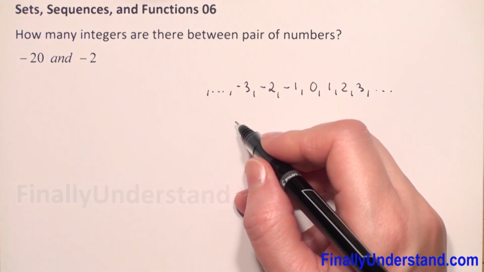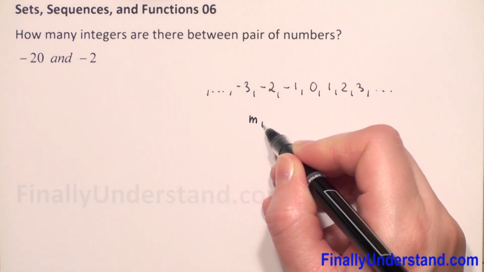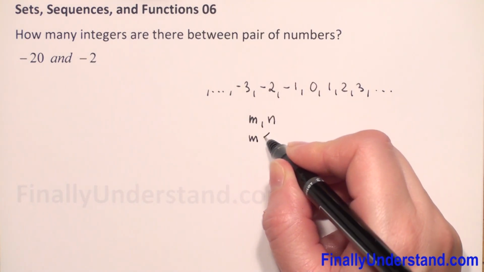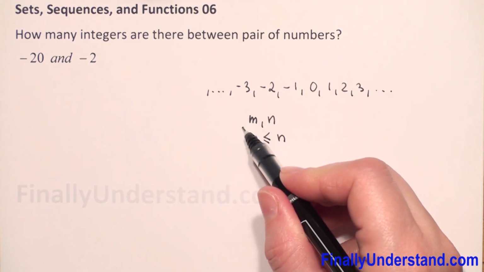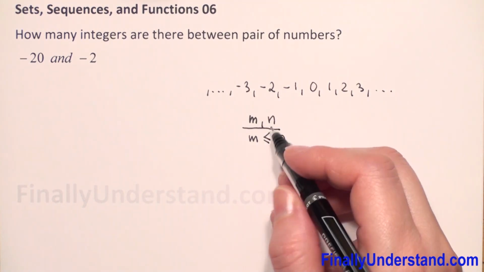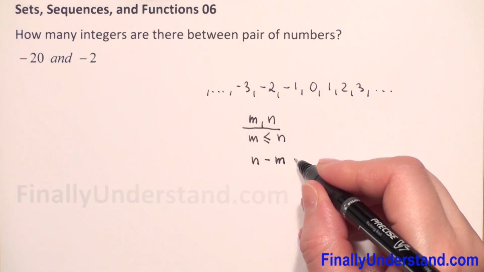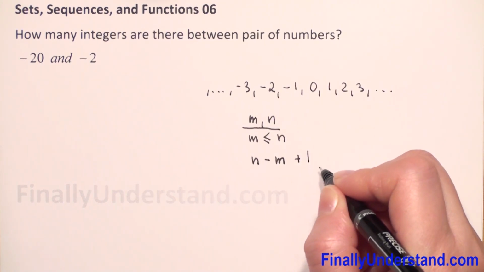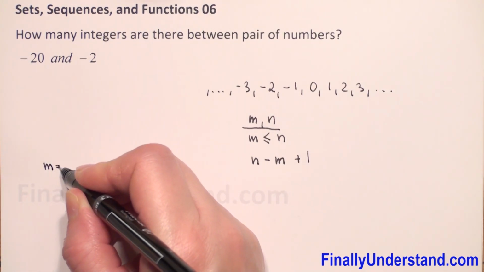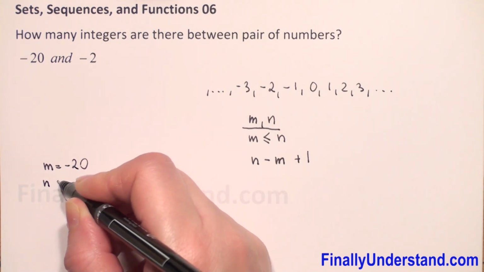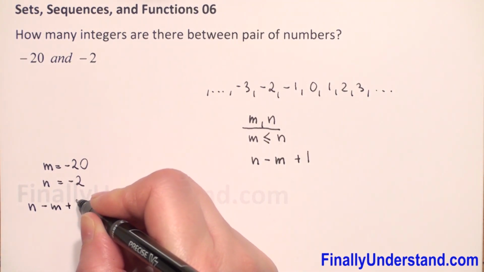So we will use this formula when we have to find all integers between m and n, where m is less than or equal to n. To find all these integers between m and n, we subtract the smaller number from the largest number, and we add 1. Why do we add 1? Because we have to include both ends. So in our case, m is equal to -20, n is -2. So we have the formula n minus m plus 1.